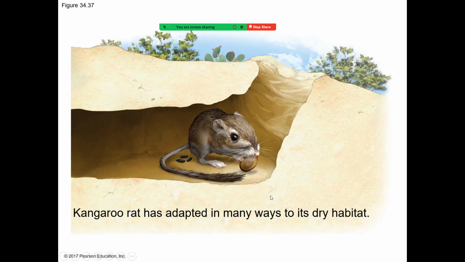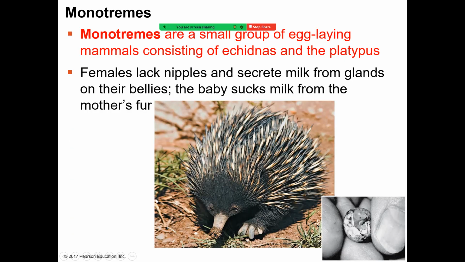Kangaroo rat is an example of a mammal. Let's see here. So looking at some variations in mammals, monotremes are really interesting. They are a very different kind of mammal. They are the only egg-laying mammal. So echidnas and a platypus are the examples of animals that fall into this monotreme category.